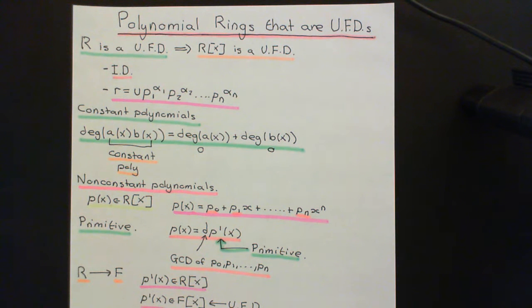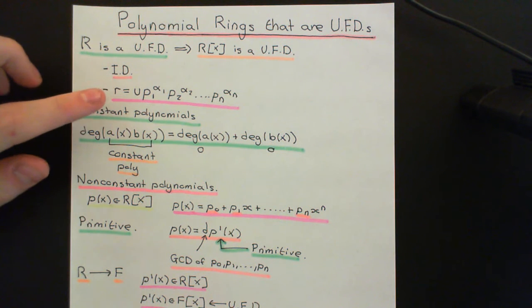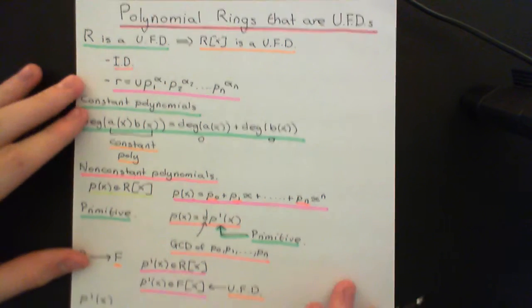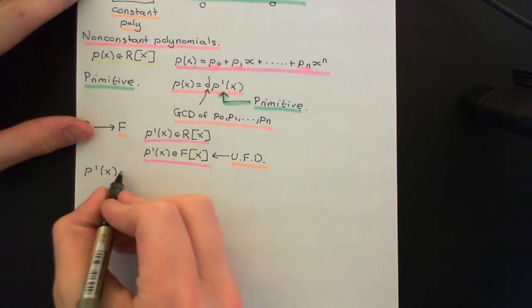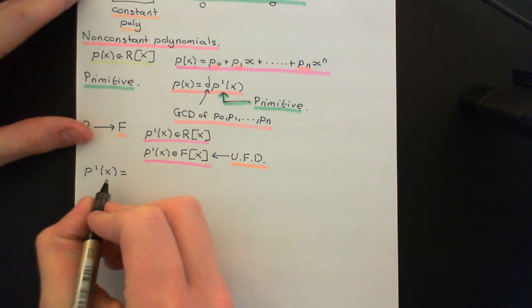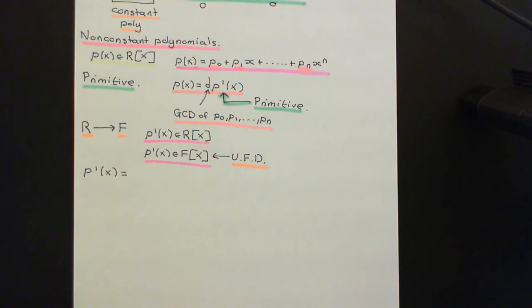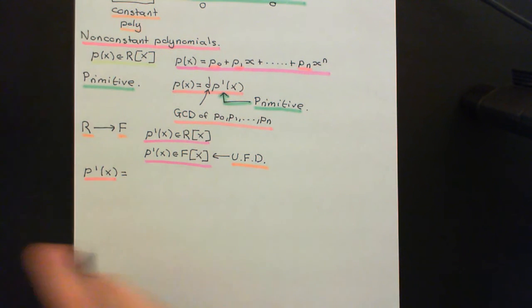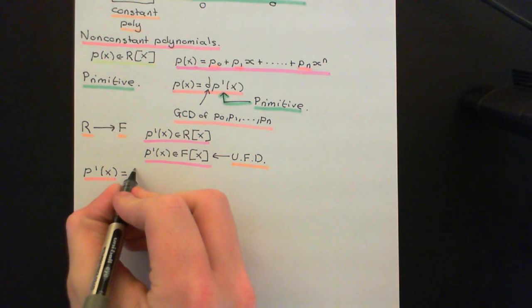In a way, it's less tidy, but in the context of this proof, it's actually easier to work with than this, okay? Far easier to work with than this. So instead of writing it like this, I'm going to instead write it as p prime of x, our primitive polynomial, which is now an element of the ring of polynomials over the fraction field, can be written as the product of loads of irreducible polynomials.